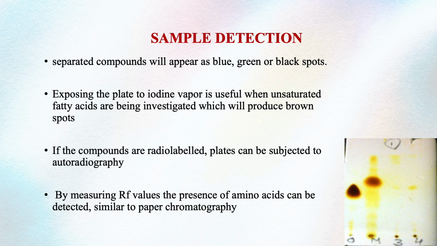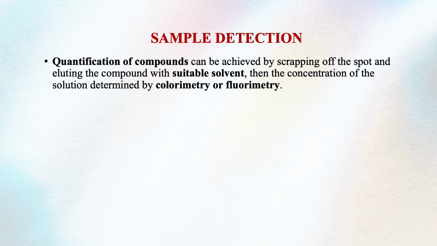Another advantage of this TLC technique is, if we want to separate, that is fine, very good. But after separation, if you want to quantify how much sample is there in a particular spot, we can take that spot, scrape it and dissolve it in a suitable solvent, then estimate it using spectrophotometry, colorimetry or fluorimetry. By using any of these techniques, we can quantify the sample present in the particular colored spot that is developed during thin layer chromatography.